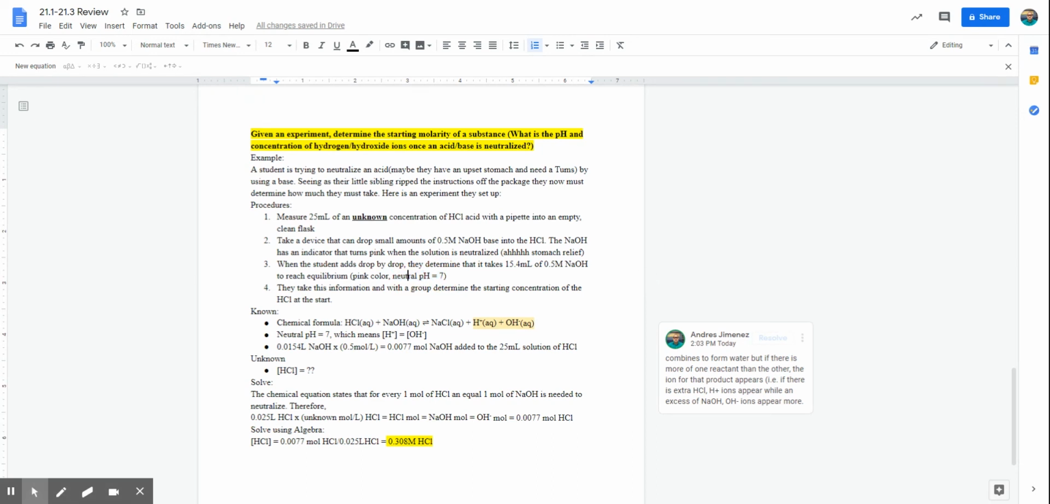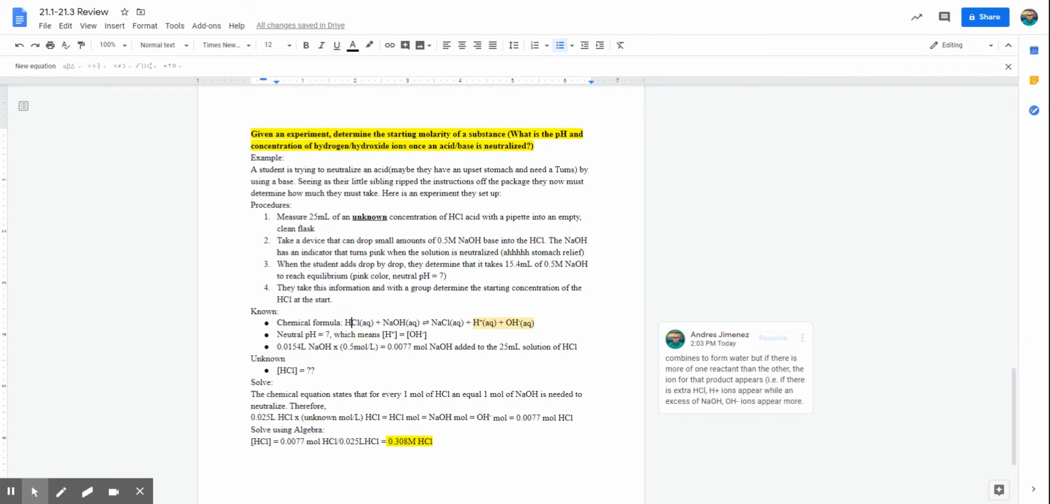So with a pH of 7, we can now proceed forward, and that is take the information that you gained from the experiment and determine what the concentrations are of everything. So here's what we know. We can write a chemical formula for this reaction. We have hydrochloric acid here, and we have NaOH here. We can write it like this.